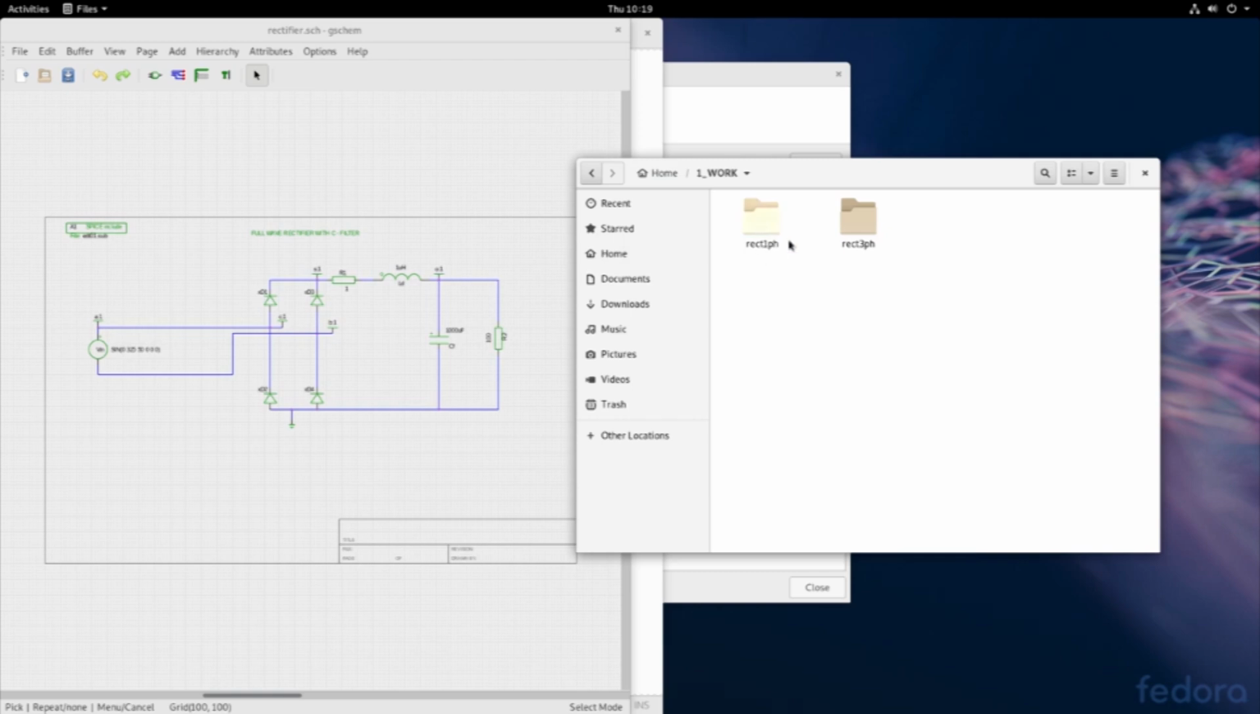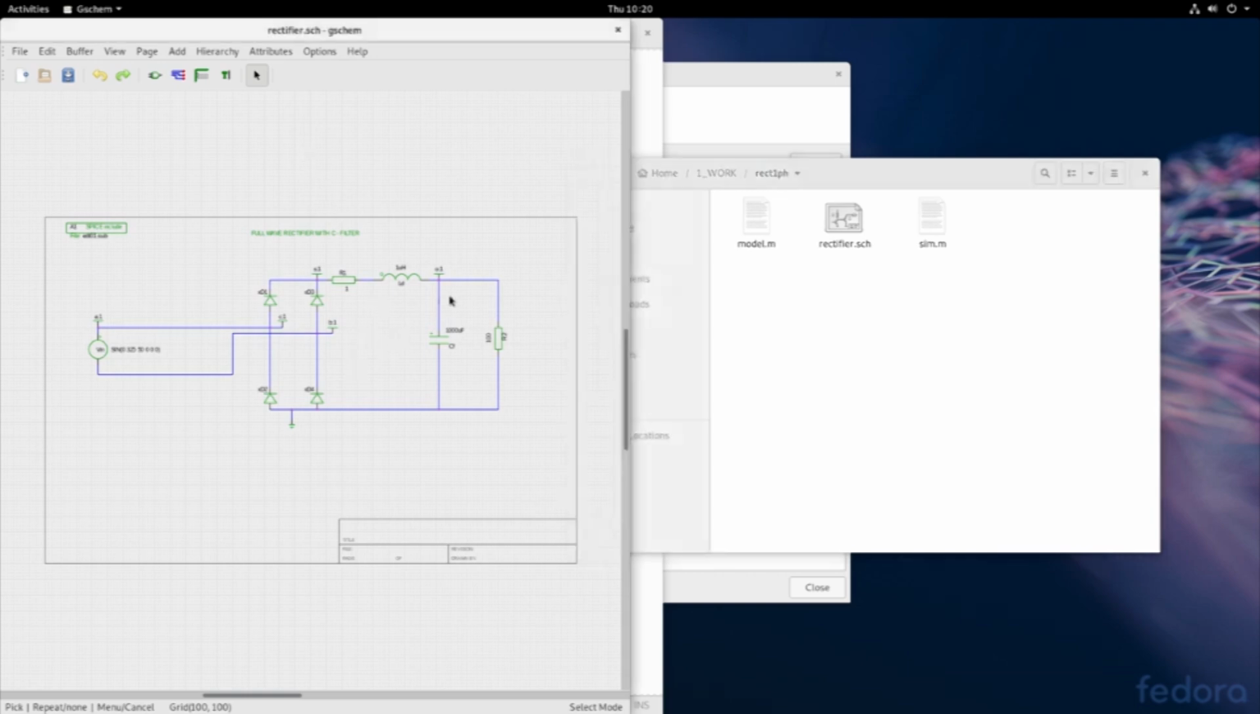In the work folder, I have two folders, one a rectifier filter for single phase and another for three phase. We will look at both these circuits and see how the equation-based simulation proceeds. If I go into this rectifier single phase, I have three files here. One is model.m, another sim.m. Both of these we have discussed, standard templates. Another file, rectifier.sch, the schematic file, just so that we know what it is that we are simulating. So this is shown alongside here.